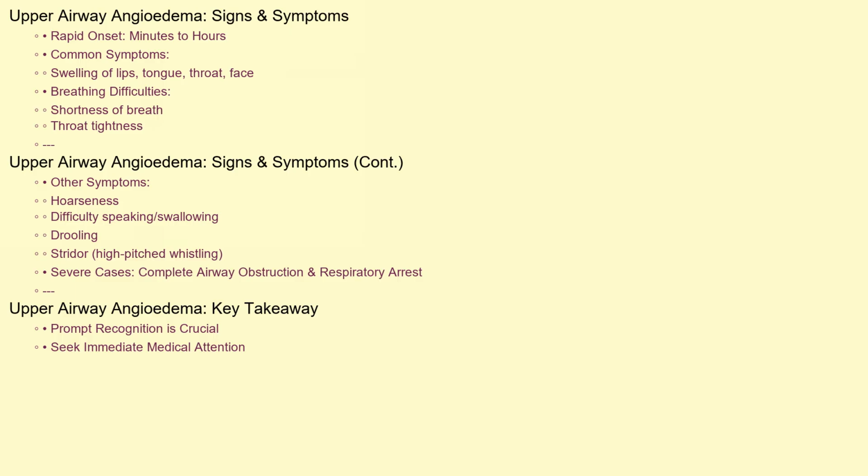The signs and symptoms of upper airway angioedema can develop rapidly, often within minutes to hours. Common symptoms include swelling of the lips, tongue, throat, and face. Patients may experience difficulty breathing, shortness of breath, and a sensation of throat tightness. Other symptoms include hoarseness, difficulty speaking or swallowing, drooling, and stridor, a high-pitched whistling sound during breathing, which indicates significant airway obstruction. In severe cases, angioedema can lead to complete airway obstruction and respiratory arrest. It's crucial to recognize these symptoms promptly and seek immediate medical attention.